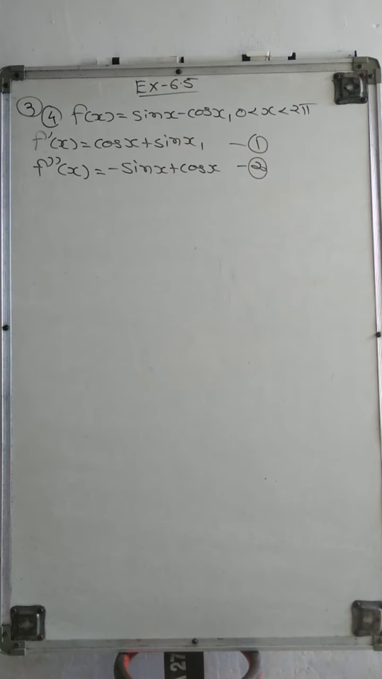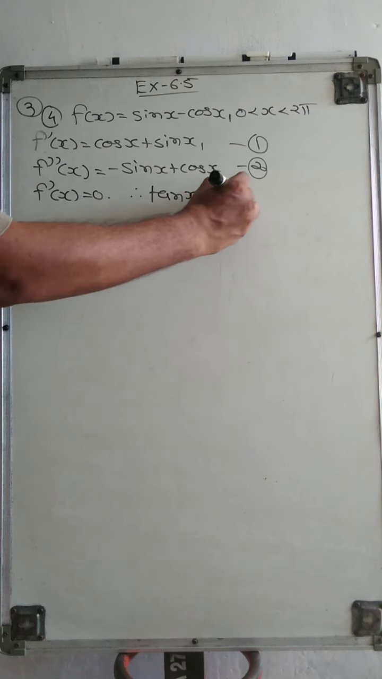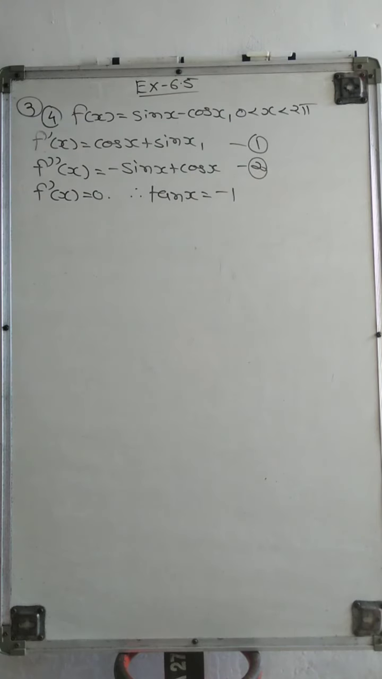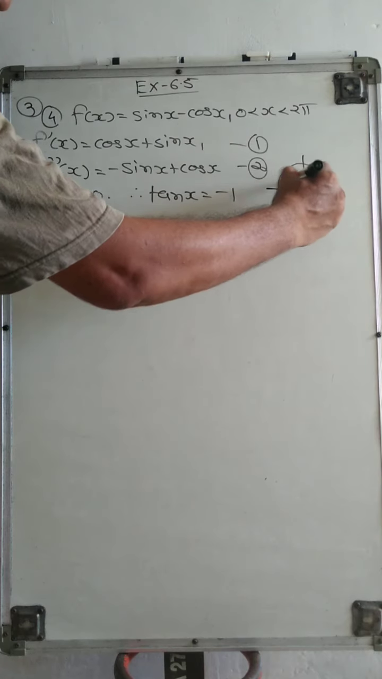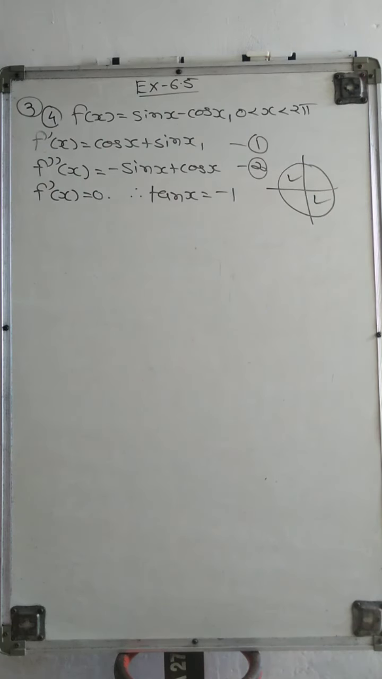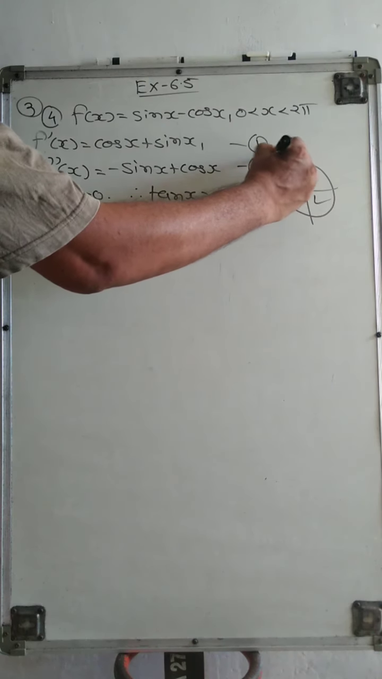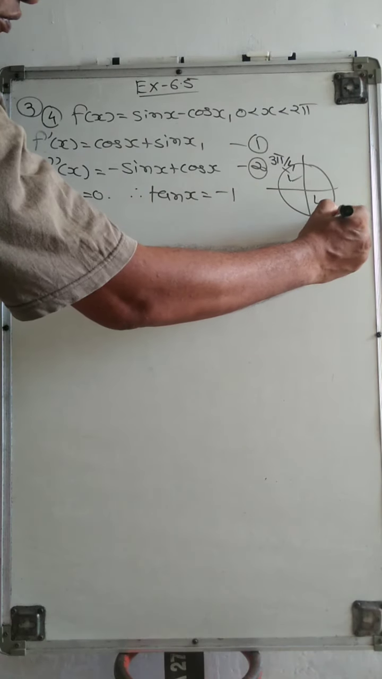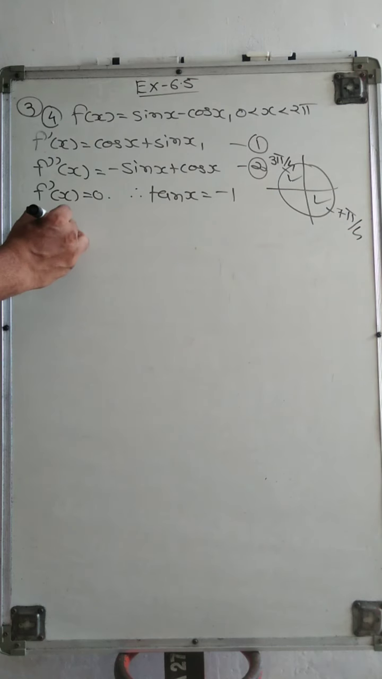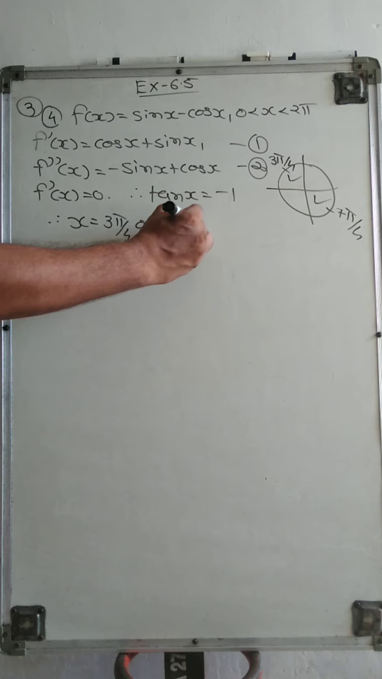Now we put f dash x equal to 0. It means tan x equals minus 1. From the unit circle, we know that in the second and fourth quadrants, tan is negative. So 3 pi by 4 is an answer, and 2 pi minus pi by 4, which is 7 pi by 4, is an answer. Therefore x equals either 3 pi by 4 or 7 pi by 4.